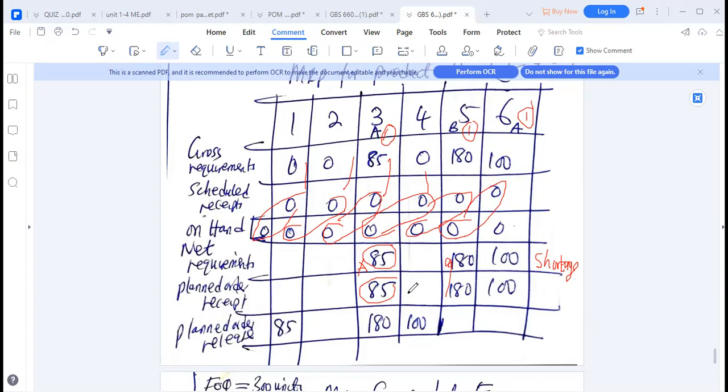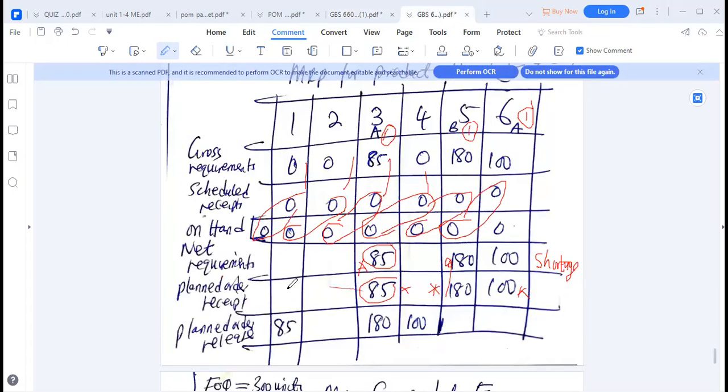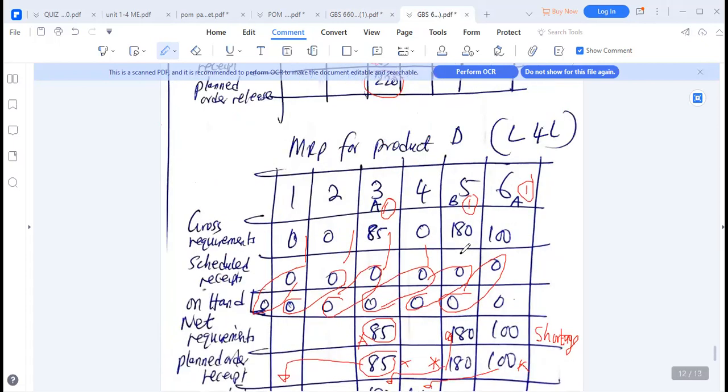So this is where we have the order receipts in these weeks. Now, for us to have these order receipts in these weeks, it means that we place an order, which we have to check the lead time. For D it is 2 weeks, so we place an order 2 weeks before. So this one should have been released 2 weeks before. This one also should have been released 2 weeks before, and this one should have been released 2 weeks before. This is an MRP for product D.